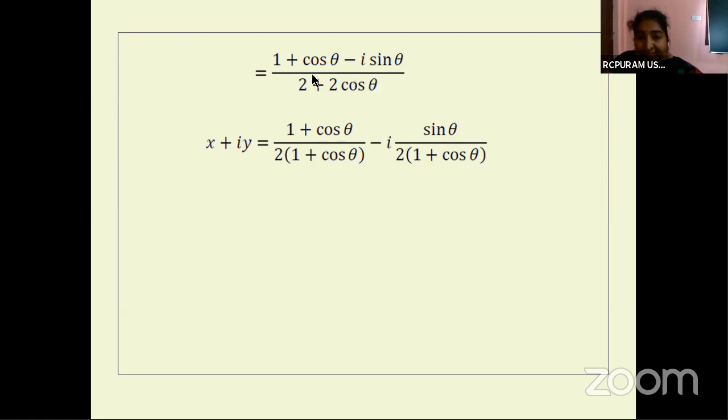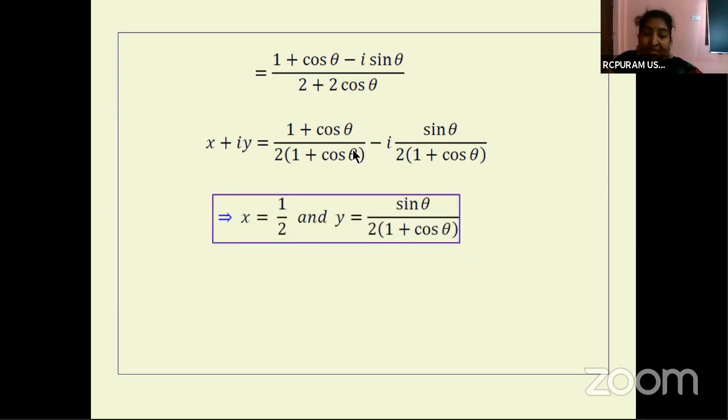And we'll try to take this denominator for real and imaginary parts separately. So we'll be taking (1 plus cos theta) by (2 into (1 plus cos theta)) minus i into sin theta by (2 into (1 plus cos theta)). Then 1 plus cos theta gets cancelled in the numerator and denominator here. You have x is equal to 1 by 2, isn't it? And then y is equal to, it should be minus sin theta by (2 into (1 plus cos theta)).